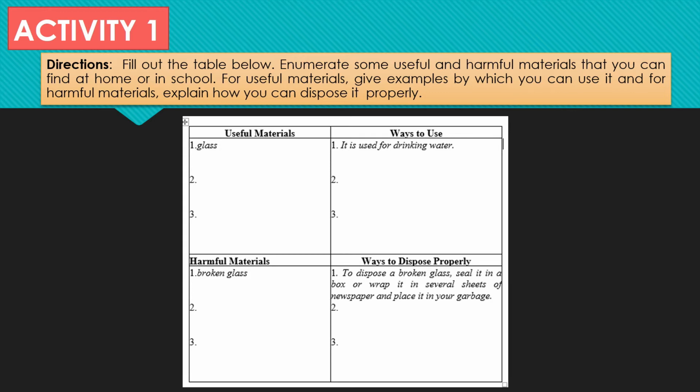Now, look at your learning activity sheet that is found on page 2. For useful materials, give examples by which you can use it. And for harmful materials, you explain how you can dispose of it properly. I give you time to answer.